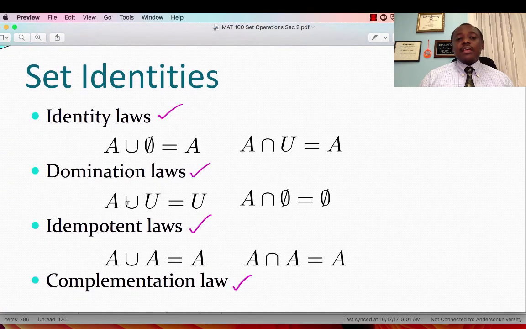Domination laws. A union the universal set is the universal set. Again, that is obvious because A is a subset of the universal set. So if I take a subset and take a union of that with the set U, it's just U. And A intersection the empty set: of course, the empty set is a subset of every set, so the empty set is a subset of A. So A intersection the empty set is just the empty set. Or you could just use the fact that there is no element in the empty set, so it doesn't matter what A is. If I intersect it with a set that has no elements, the result will be no elements.